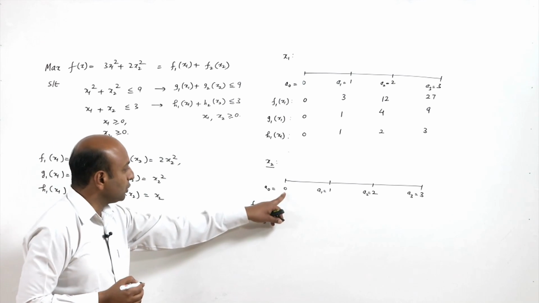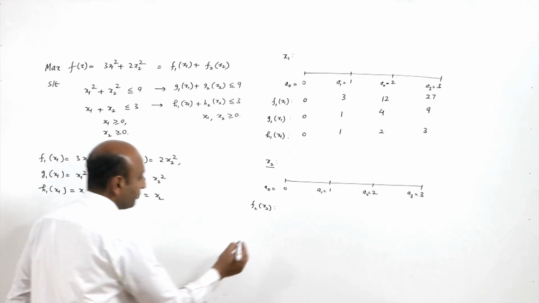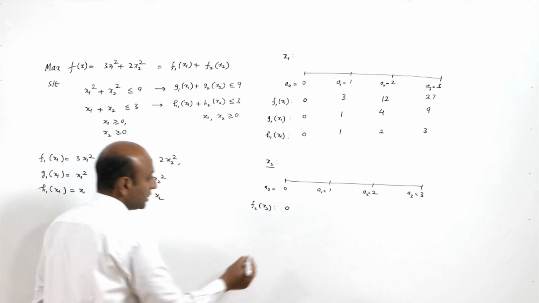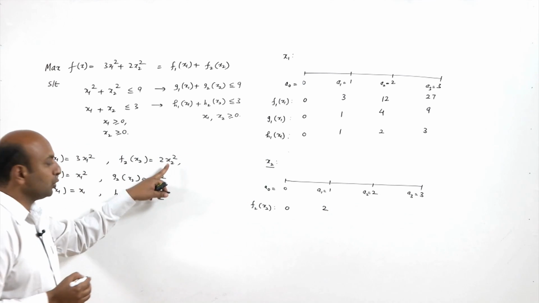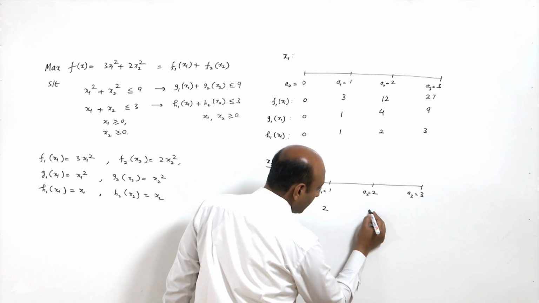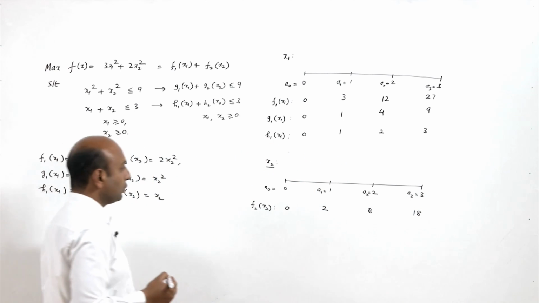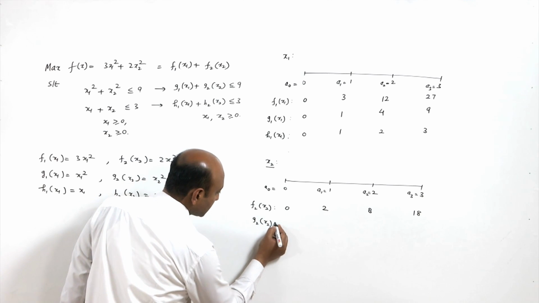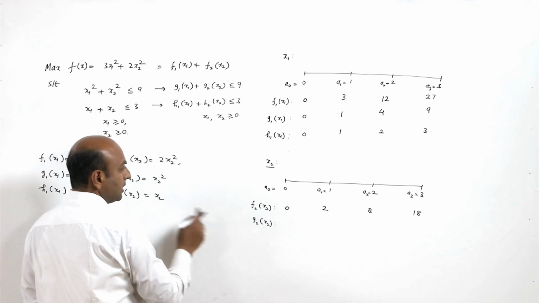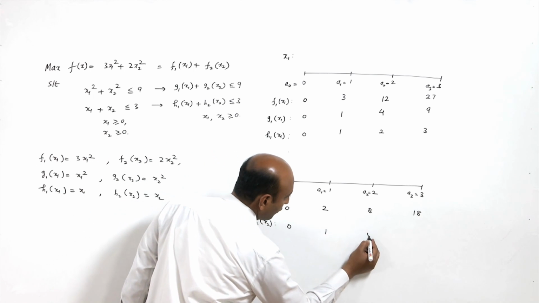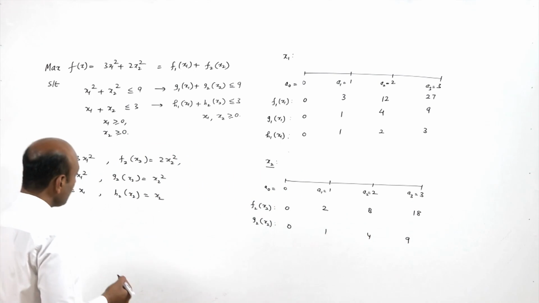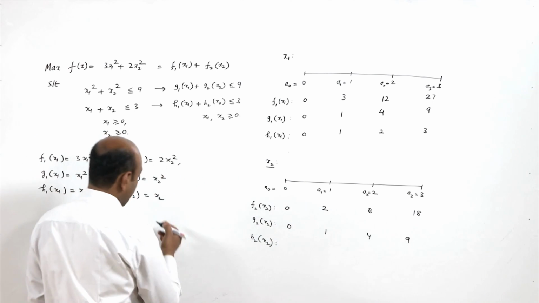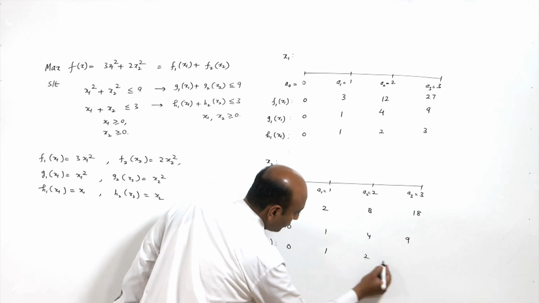Now at A naught equal to 0, F2 X2 is 0, and at A1 equal to 1, it is 2 into 1 is 2. At A2 equal to 2, it is 8, and it is 18, 9 into 2 is 18. Now it is G2 X2. G2 X2 is X2 square. At 0, it is 0, 1, 4, 9. And H2 X2, which is X2, so it is 0, 1, 2, 3.